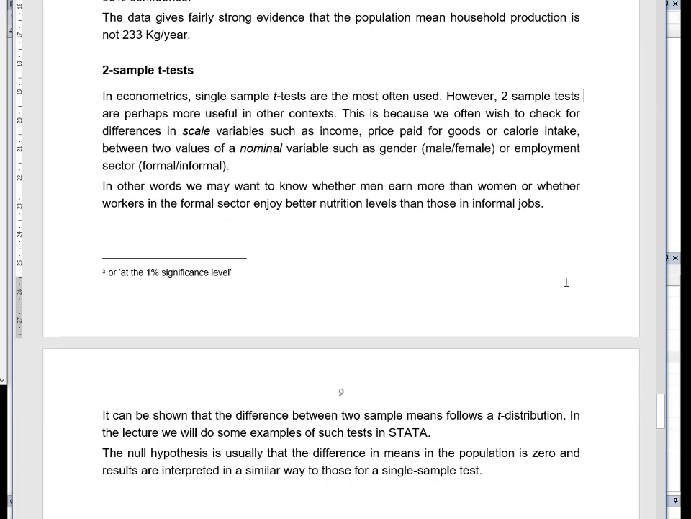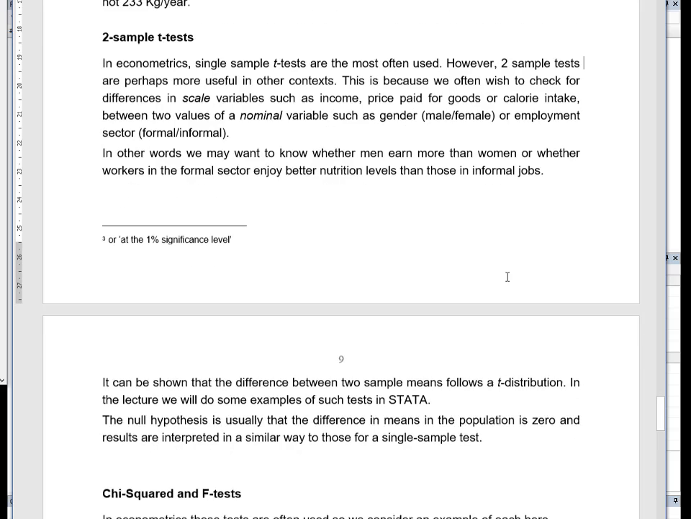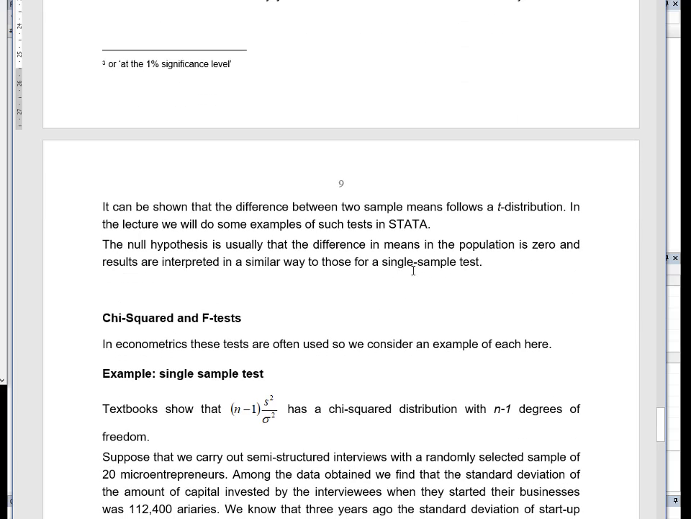So you can show that if you take two means and subtract them, that also follows a t-distribution, and so there's no real extra theory. It's just a t-test again, but using the difference between the means. And I'll show you examples of that in Stata. Null hypothesis is always that the difference is 0, because that's when the means are the same.